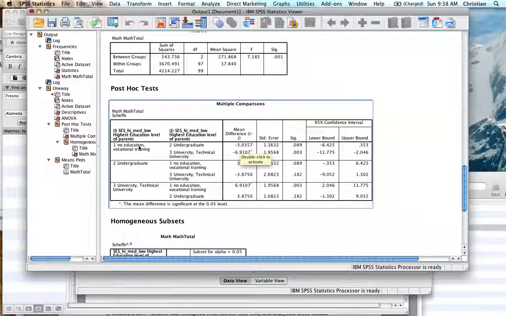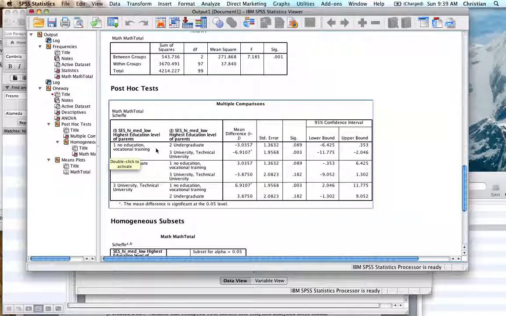So what does this tell us? We're comparing the first group with low education with the second group, undergraduate, and we see there's a difference in the test of about 3 points. So their score minus the undergrad score is -3. So the first group is 3 points lower than the second group. And if we go over, we see this is not statistically significant. It's higher than 0.05. So although there's a 3-point difference, the difference is not statistically significant.